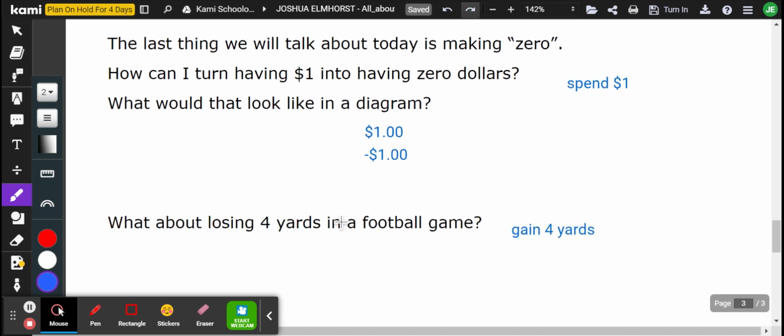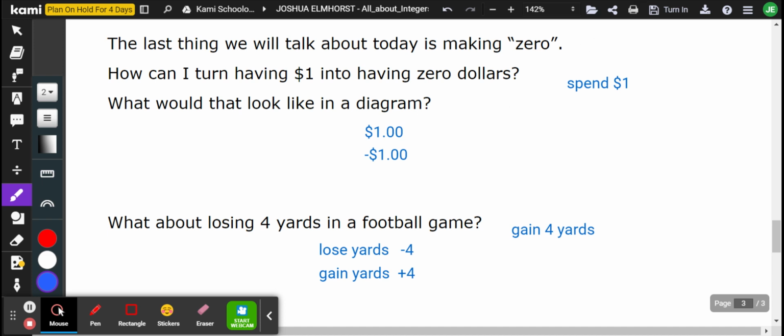What about losing 4 yards in a football game? So if you lose 4 yards, how would you get that back from negative 4 to get back to 0? Well, you would have to gain 4 yards. You need positive yards. So losing 4 yards, the opposite of going back, you would have to move ahead 4 yards or gain 4 yards.